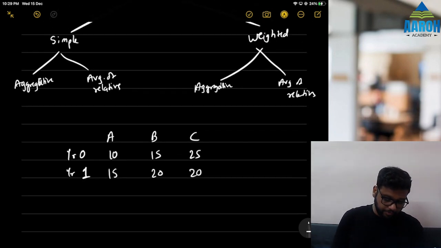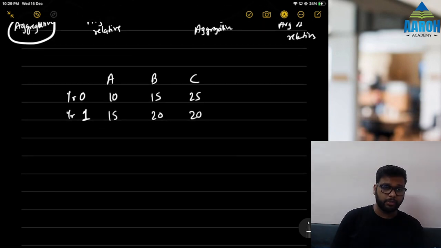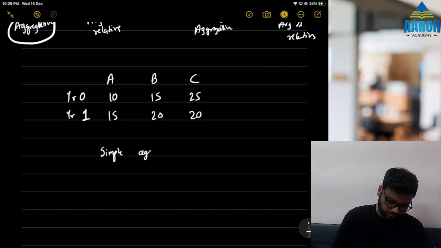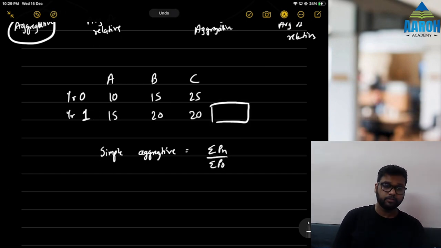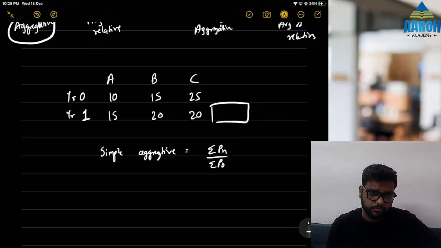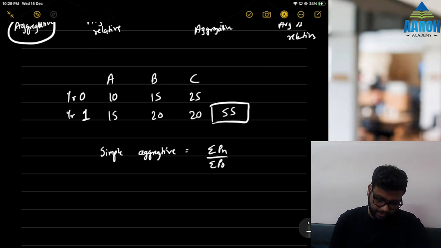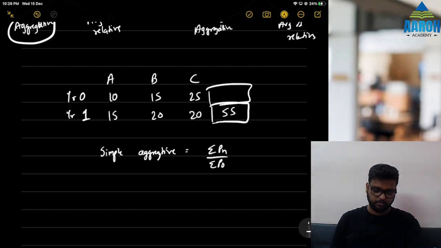Okay, then if you want to calculate simple aggregative method, then what do we do, anyone? You just do summation of Pn by summation of P0, that's it. What is summation of nth year, first year? Fast. How much? 55, and this is 50. So index number will be 55 by 50, that's it, into 100, that is implied.